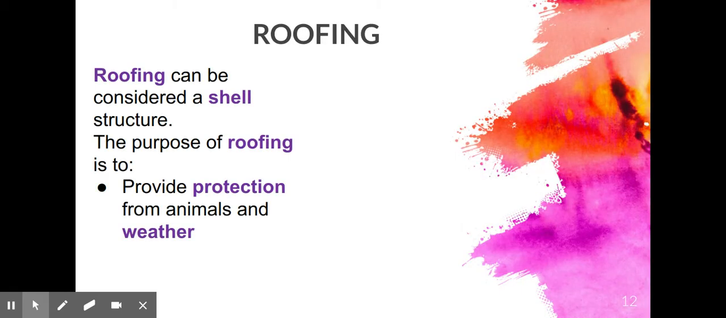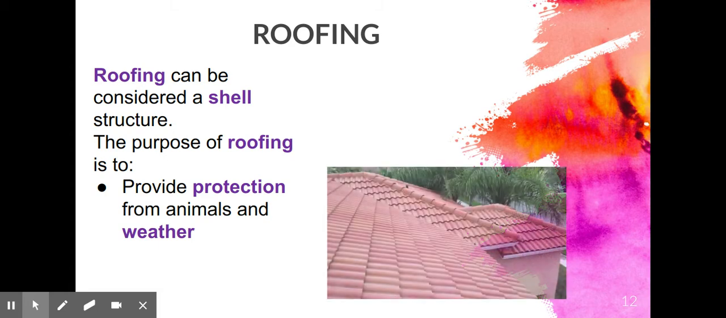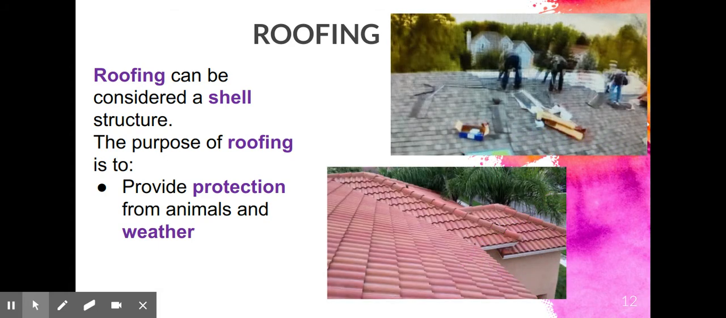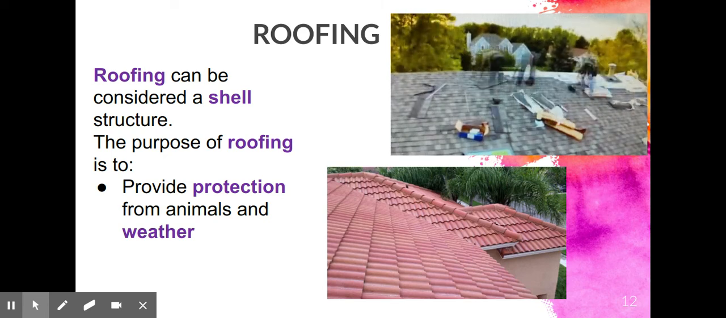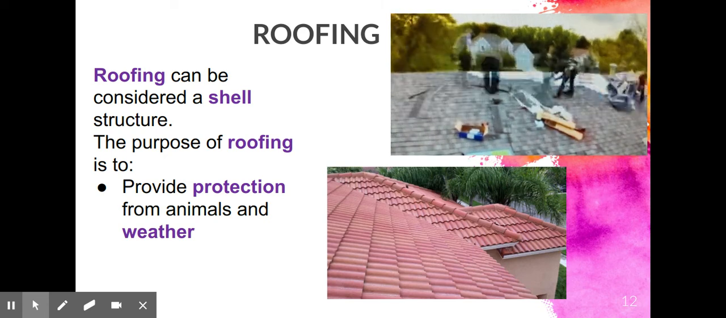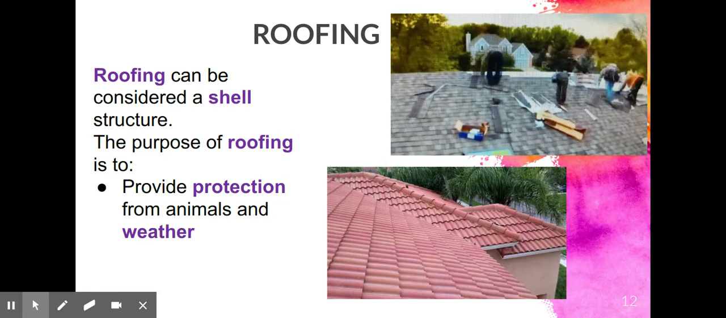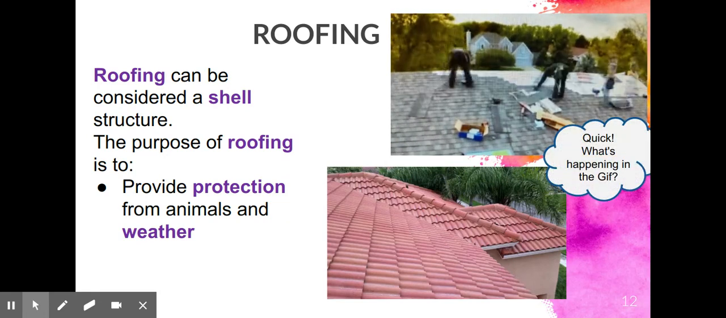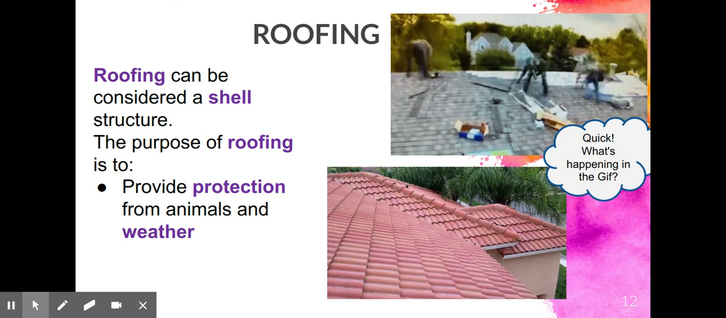Roofing. So roofing can be considered a shell structure. The purpose of roofing is to provide protection from animals and weather. Again, if we didn't have a roof, we would be able to just kind of look up at the sky, and we wouldn't be able to look right through the framework. And we have our GIF of roofing. So here they are putting down some shingles, providing support for the roof and protection from any animals or weather. So you guys can pause, type this in, and describe what's happening in the GIF.